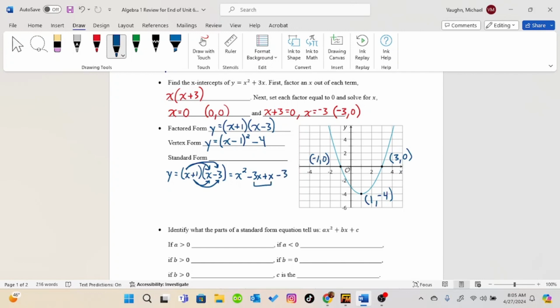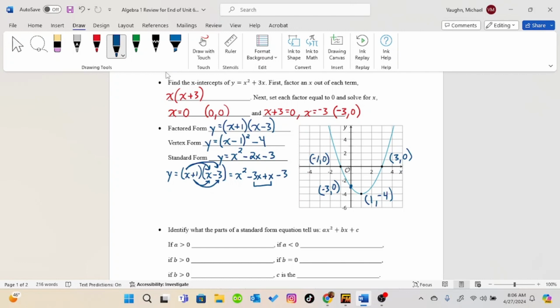Now I combine the x terms, and my standard form equation becomes y equals x squared minus 2x minus 3. And we can see from this standard form equation, the c is minus 3, so we should have a y-intercept at negative 3, and we see that right here at negative 3, 0.